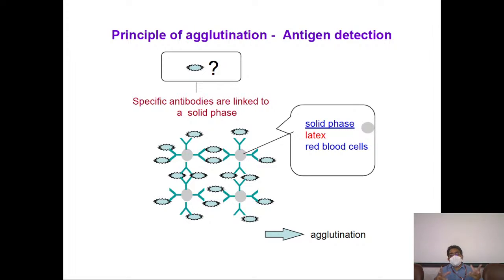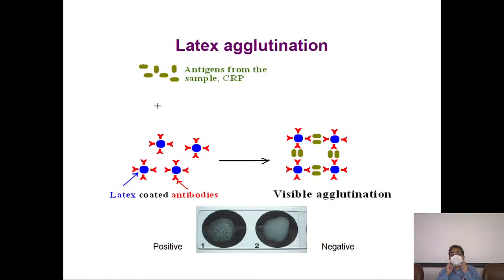But if antigen is not there, all these molecules will be lying separately and no agglutination occurs. So this is the principle for latex agglutination and hemagglutination. It happens like this, like when we do CRP. As an example, the blue one is the latex which is coated with the antibodies.